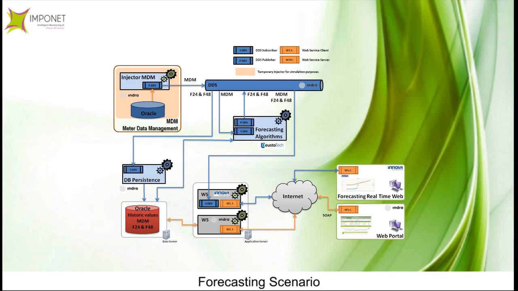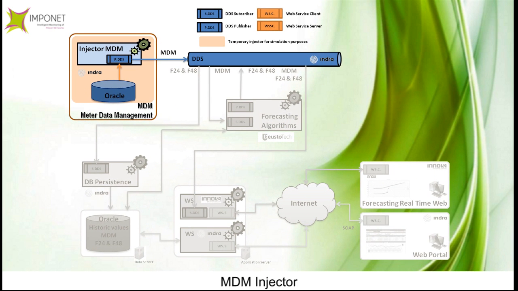This schema presents the forecasting scenario. The metadata management (MDM) energy data is published in the DDS bus and is processed in real time by the forecasting algorithms. The results will be available for the distributors and retailers to manage the energy demand and to purchase energy in the market. The MDM injector simulates the performance of a real MDM system.